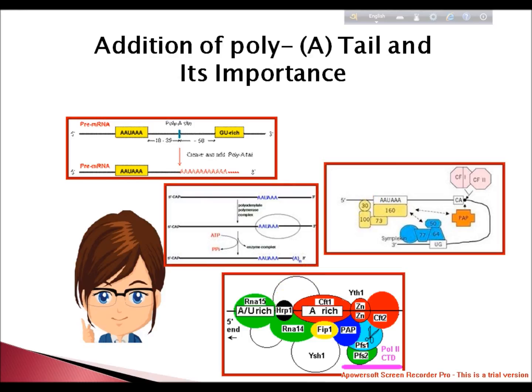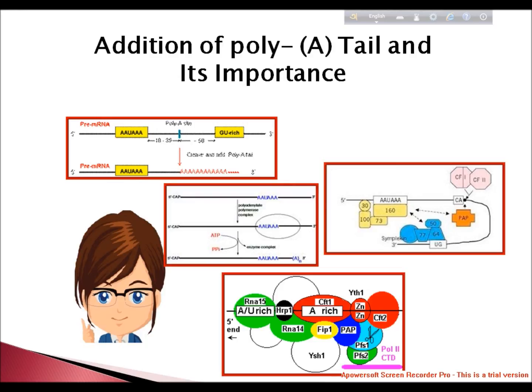Polyadenylation in yeast cells: yeast lacks a distinct AAUAAA sequence, and polyadenylation is associated with less well-defined AU-rich and A-rich sites. The CPSF equivalents are CFT1, CFT2 and YTH1, a factor comparable to CSTF.